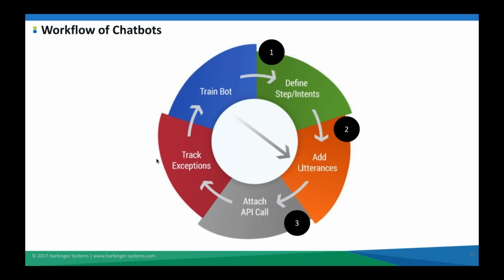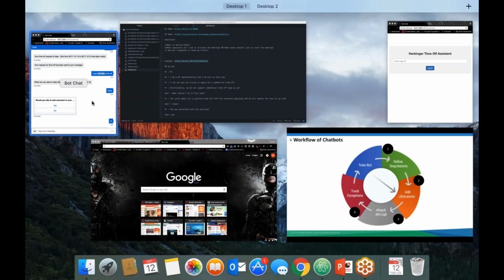Then the third part, which is a straightforward one, depends on the background applications or the knowledge base to fulfill those requests. The next step is interesting, because the bot is not always going to be able to fulfill what the user is trying to do. That's where you want your bot to have the ability to track those exceptions as well as take care of them.